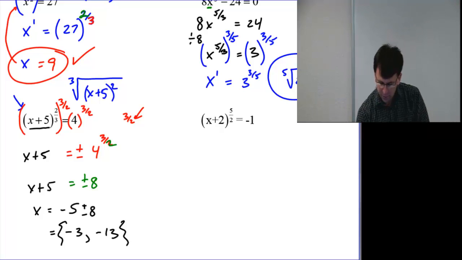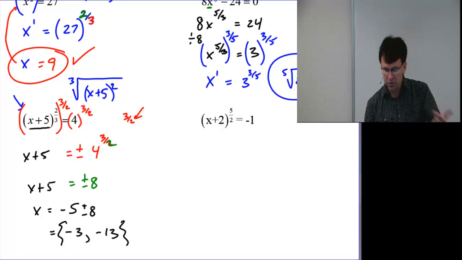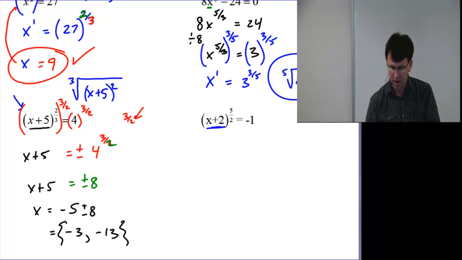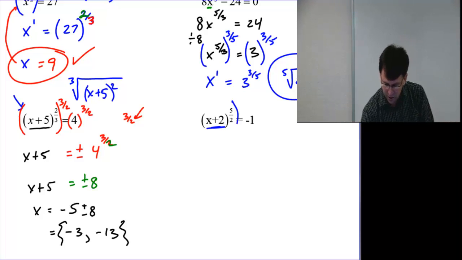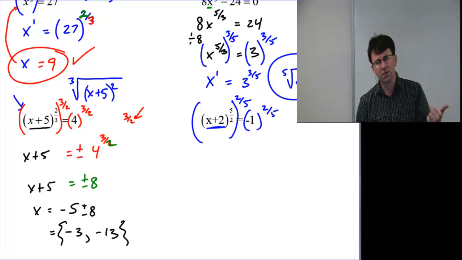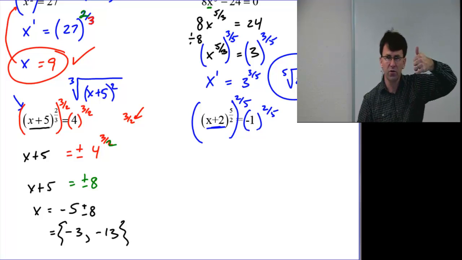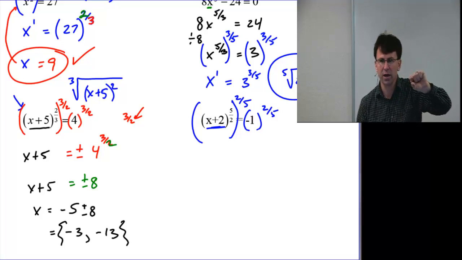One more example for us. I've got x plus 2 to the 5/2 equals negative 1. Now we're getting the hang of it. This is seen as a radical. It's kind of like a square root of x plus 2 with the 5th power going on. Let's dig ourselves out of this by raising it to the 2/5. What have I done? I have squared both sides, meaning I must check my answer at the end.